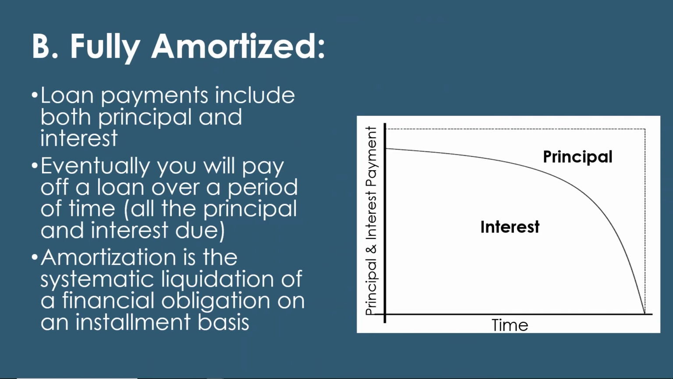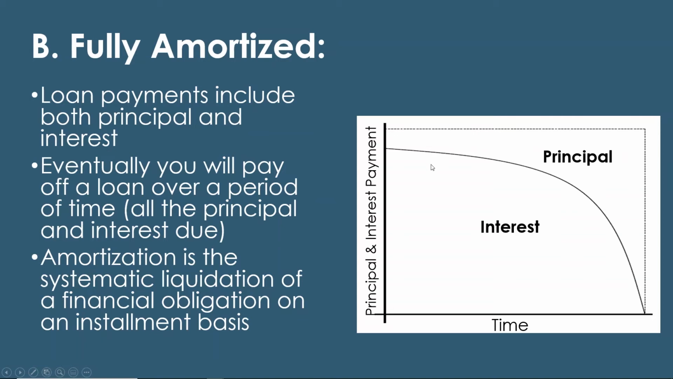Now, let's talk about a fully amortized loan. This is the most common type of loan that you will get when dealing with real estate. A lot of times they're 30 years, they could be 15 years, but why they're so popular is that the loan payments include both principal and interest. So when you're paying your payment, you'll eventually be paying off a loan over a period of time, all the principal and interest that is due.